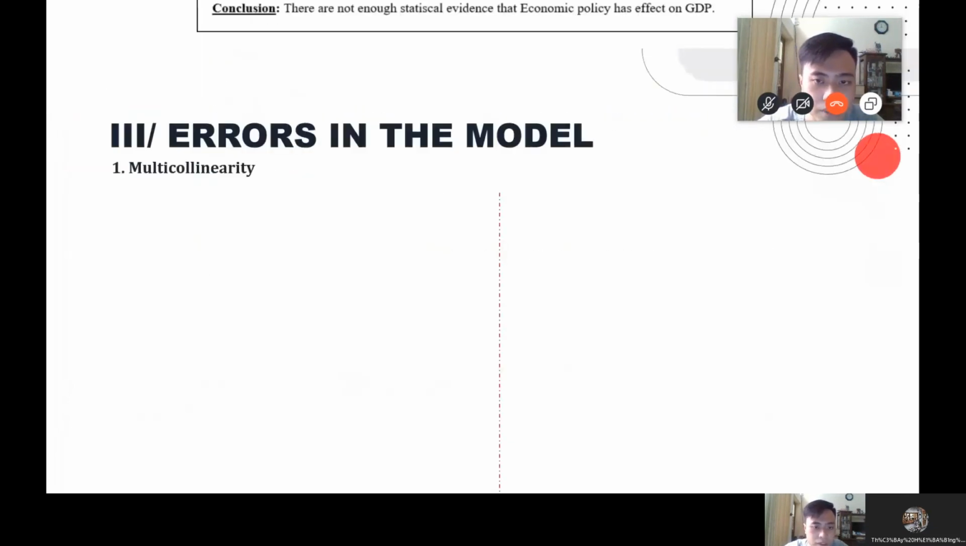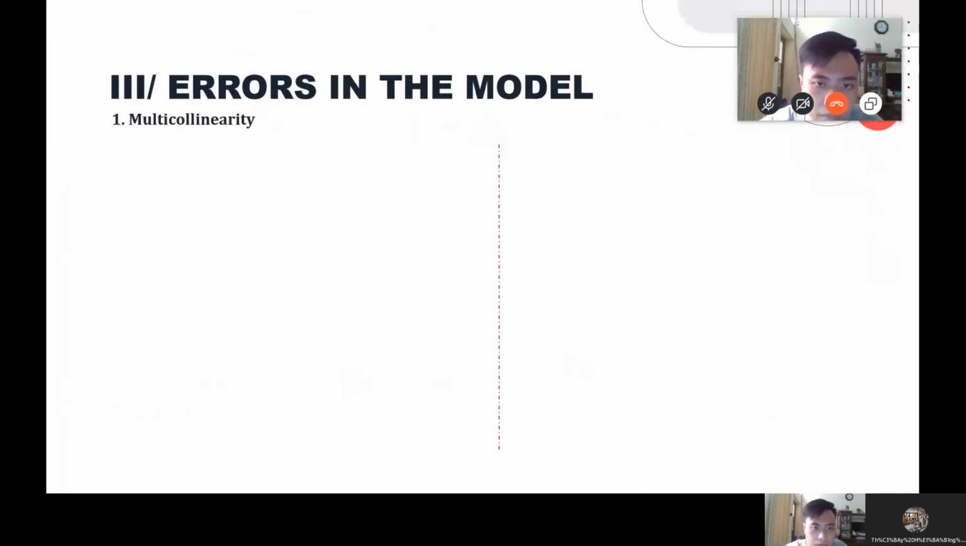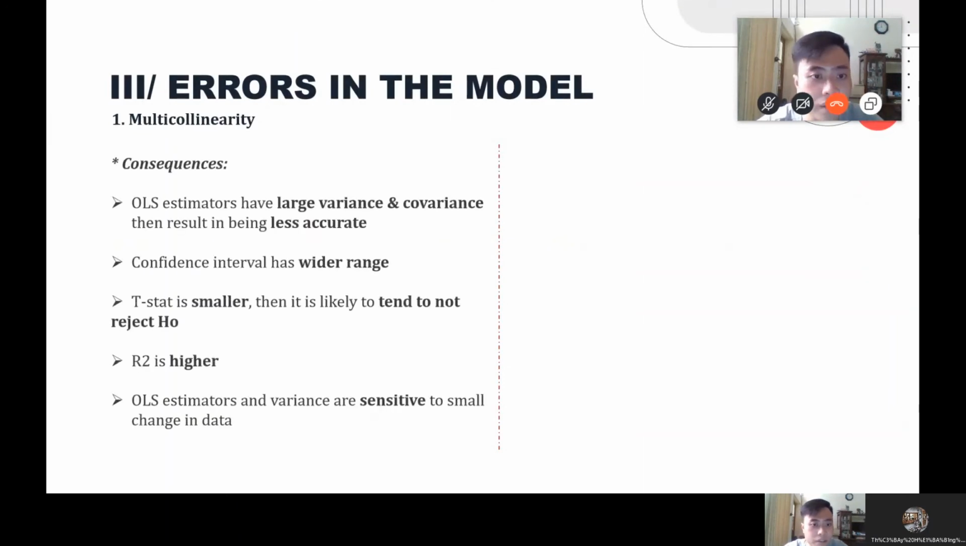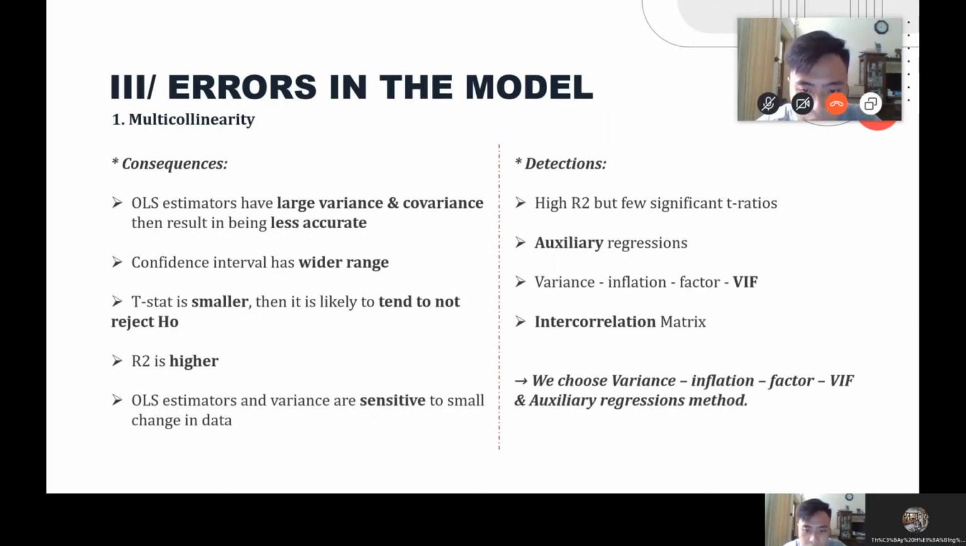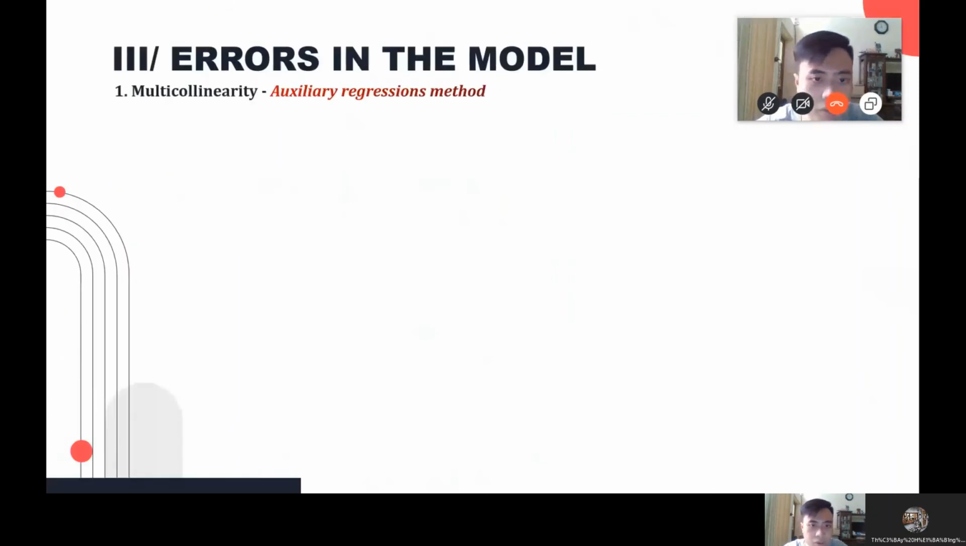Now we come to the next part, errors in the model. As you can see here are the consequences of multicollinearity. There are 5 consequences. There are four detection methods: higher R square but few significant T ratios, auxiliary regression, VIF (variance inflation factor), and the intercorrelation matrix. But in our model, I use only 2 methods, VIF and auxiliary regression. So, the first method, auxiliary regression.